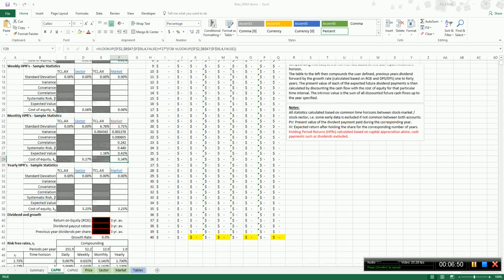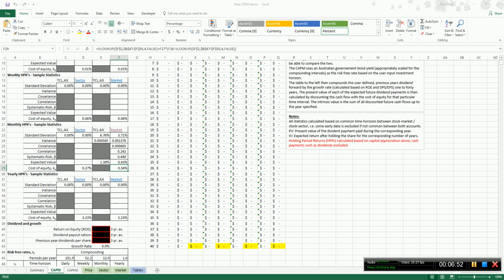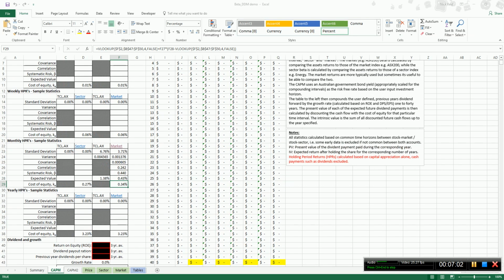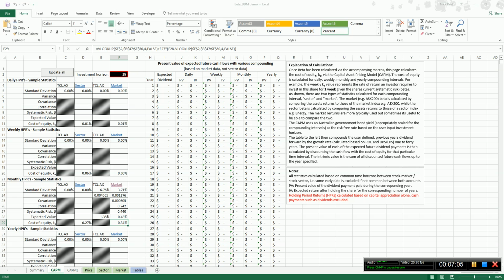So this value is what an investor would require to invest in this company for 1 month, given the company's systematic risk. For a more detailed explanation, just have a look at this explanation here. That should clear things up.